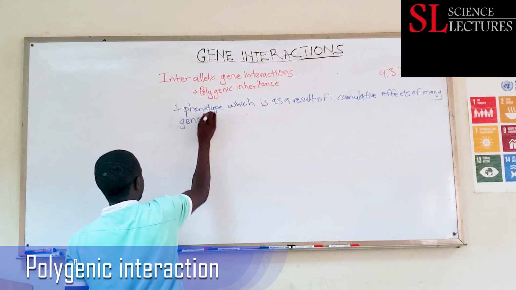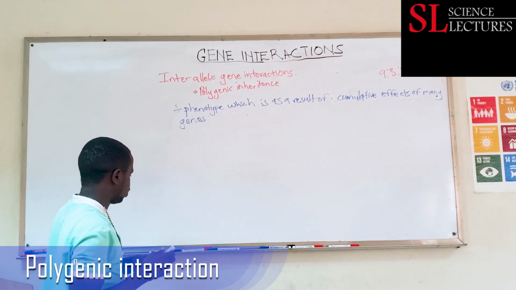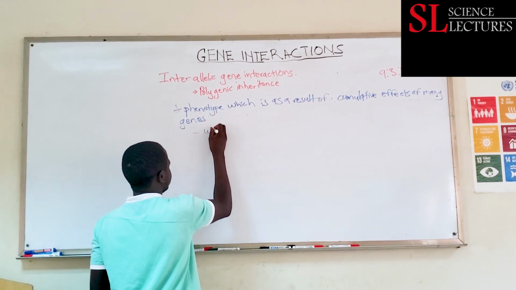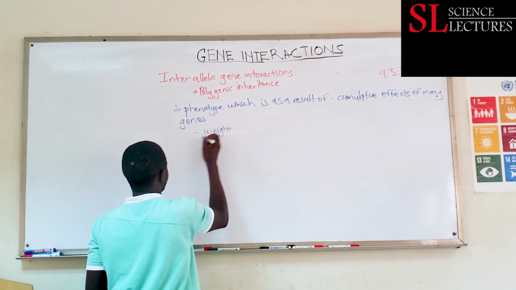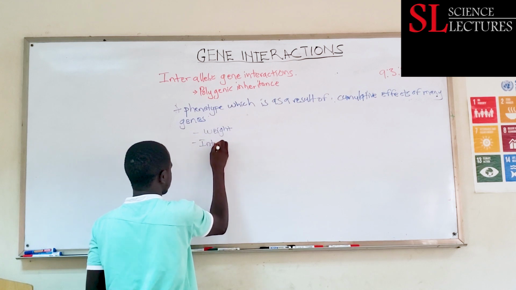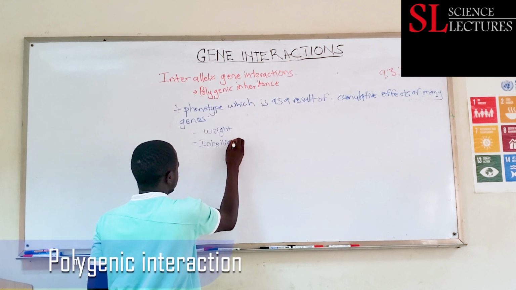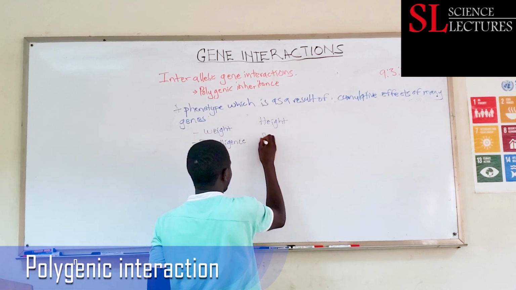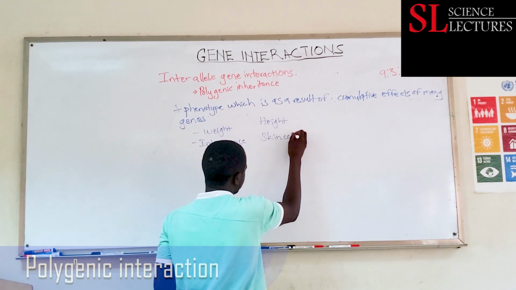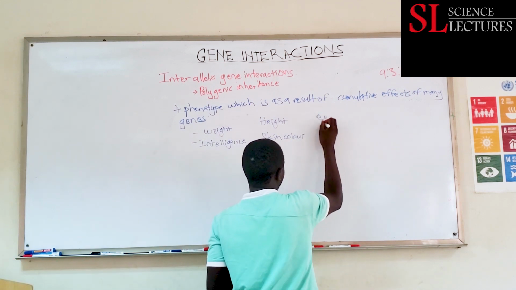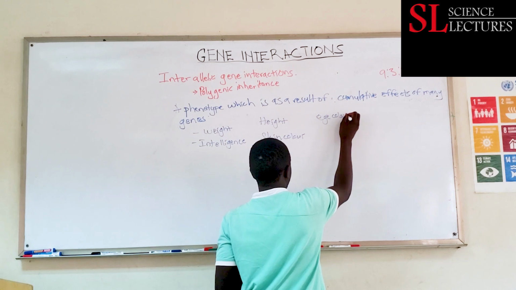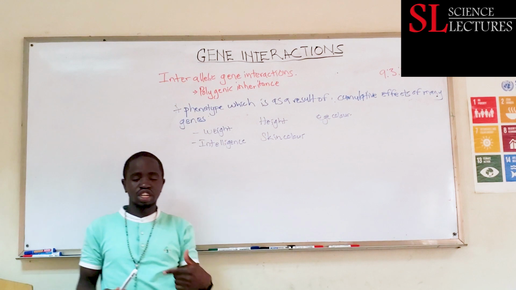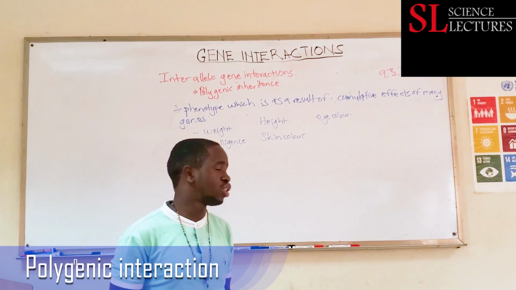Cumulative effect of very many genes. For example, examples of this polygenic inheritance: things like weight, things like intelligence, things like height, things like skin color, things like eye color. All these are the result of very many genes working together to give us a specified phenotype.